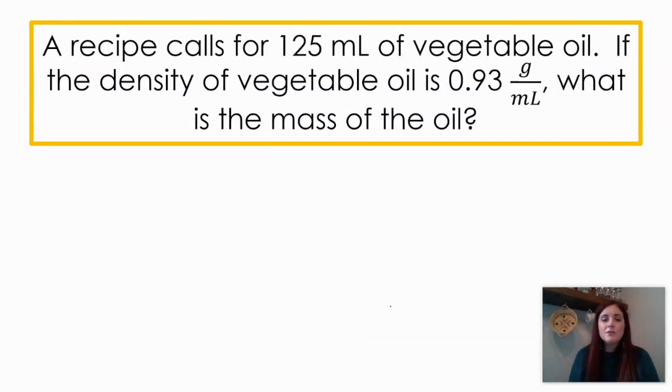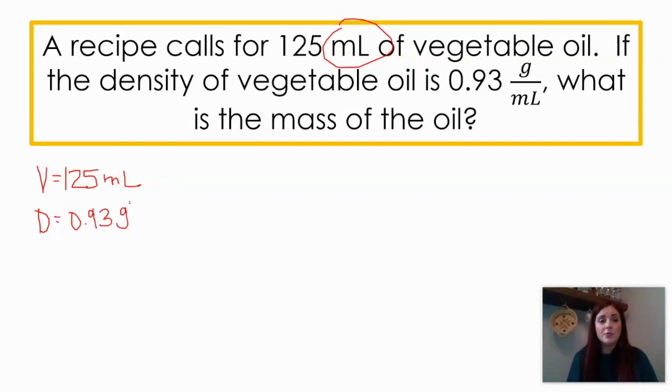A recipe calls for 125 milliliters of vegetable oil. So I'm going to list all of my variables that I have here. That 125 milliliters is its volume. How do we know? Well, one way to tell is because of the units, right? We typically use a graduated cylinder to measure volume. In the chemistry lab, that's going to be our milliliters. The density of vegetable oil is 0.93 grams per milliliter, and we want to know what is the mass of the oil.